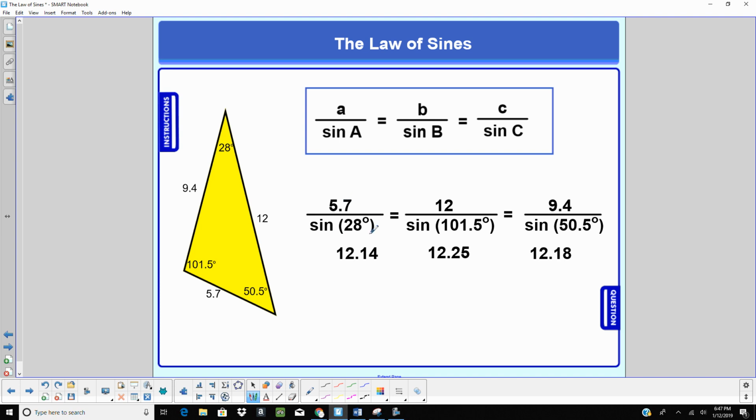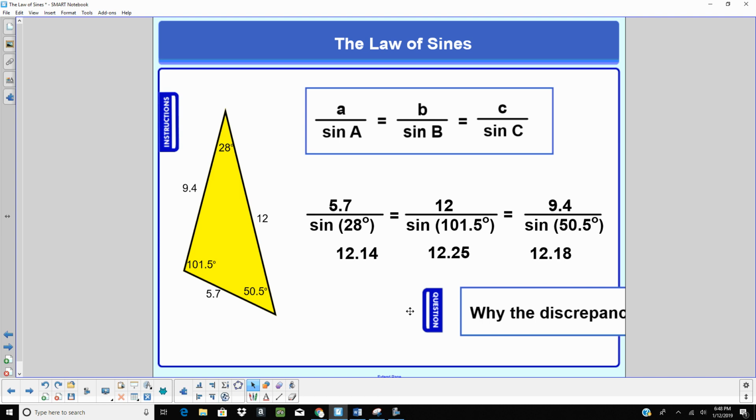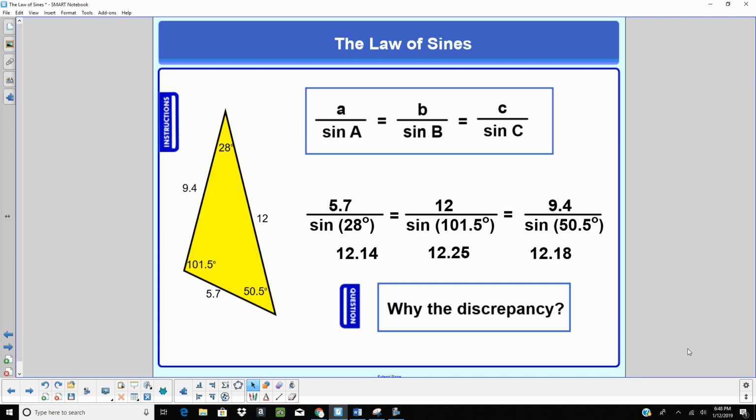is if you were to put this in a calculator, took 57 divided by the sine of 28, this is the answer you get. If you take this 12 divided by the sine of 101.5, this is what you get. 9.4 divided by the sine of 50.5, this is what you get. Take a second and think to yourself, why the discrepancy?